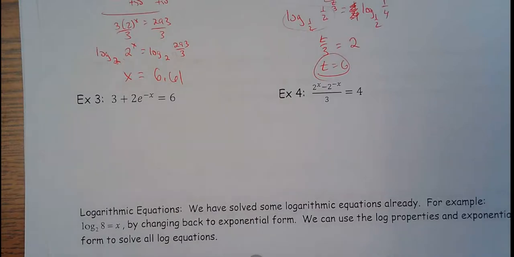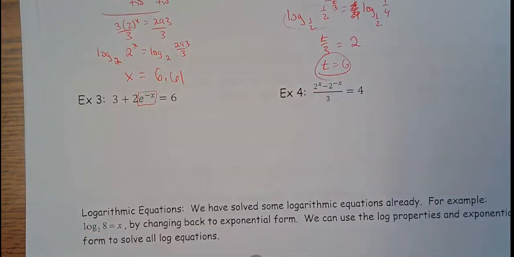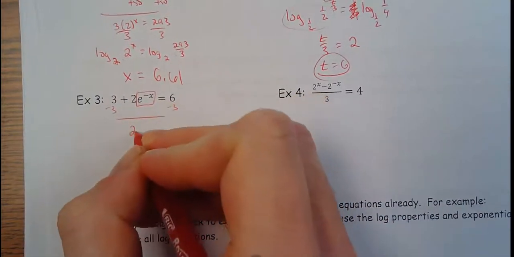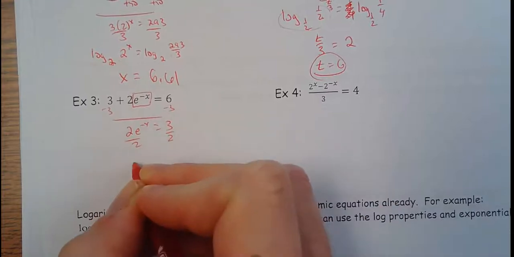Number 3, again, look at what is actually being taken to a power here. It's the base e being taken to the negative x power. So I need to get rid of the 3 and the 2, so I'm going to subtract 3. So 2e to the negative x equals 3, divided by 2, divided by 2.